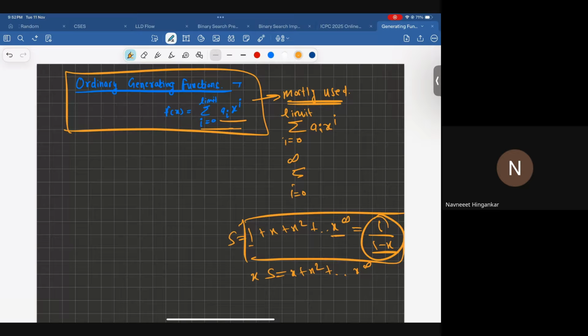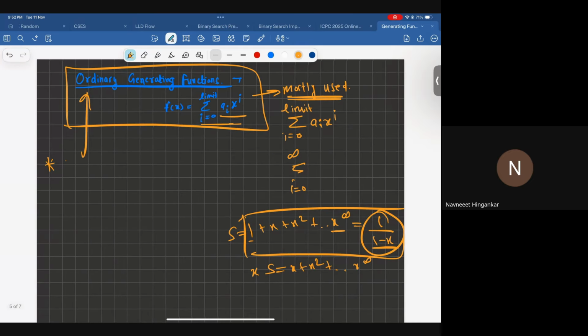This is ordinary generating function. So when to choose ordinary generating function? When we don't need permutation, we just need combination. When we only need combinations.